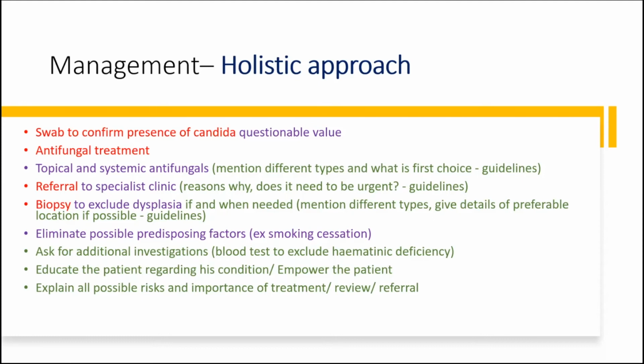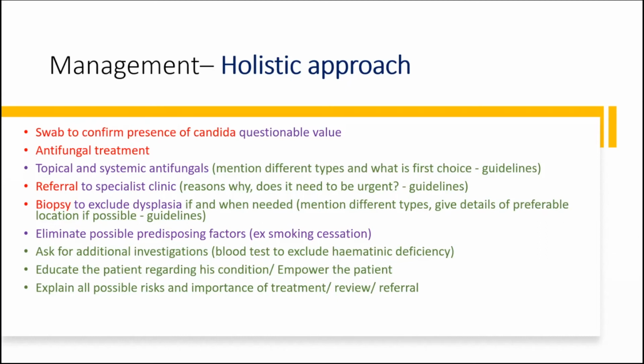Biopsy to exclude dysplasia. As we said, it is a potentially malignant lesion, if and when needed. So you can here again mention, if you haven't done before, different types of biopsy. So give details of preferable location if possible and follow guidelines. So in this case, it would be an incisional biopsy. Okay, thus you can mention that and explain that ideally it should be taken by including part of normal tissue, and if there are any red lesions, include those as well.